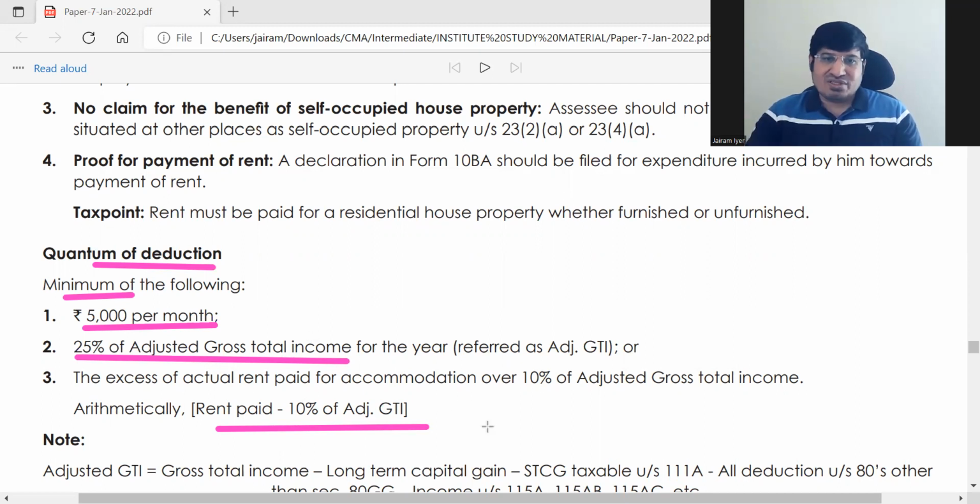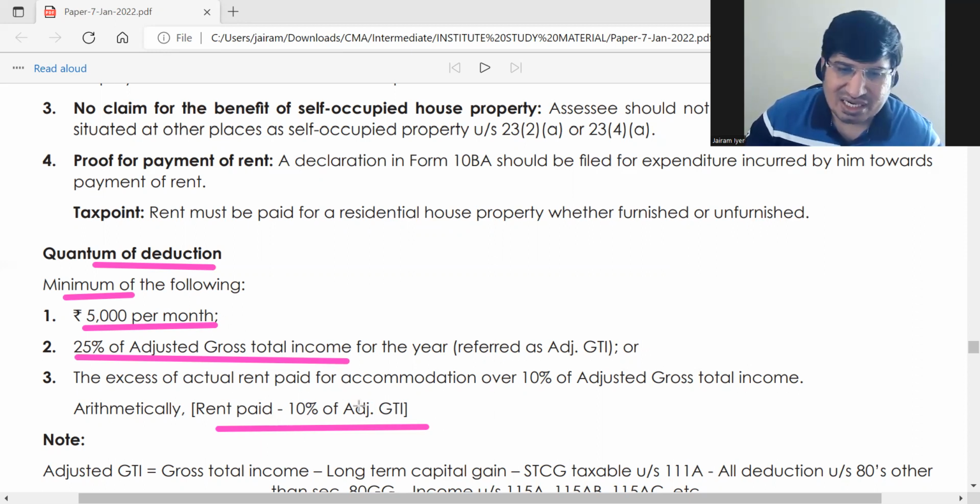So this deduction is not just for salaried employees, it can be used for anyone. Any employee who is not receiving HRA can use this. He might not have a salary, but he will have a gross total income, correct? Which is why here gross total income is used. In HRA, salary was the basis, correct? 40% of salary, rent paid in excess of 10% of salary, right? So here it is adjusted GTI.